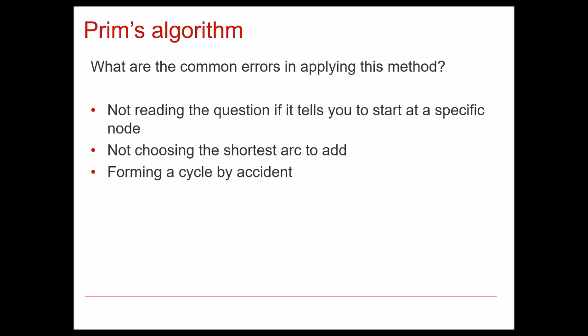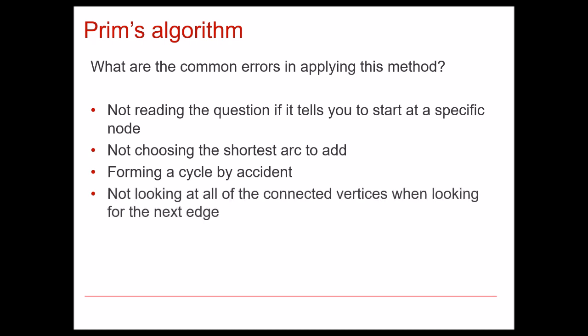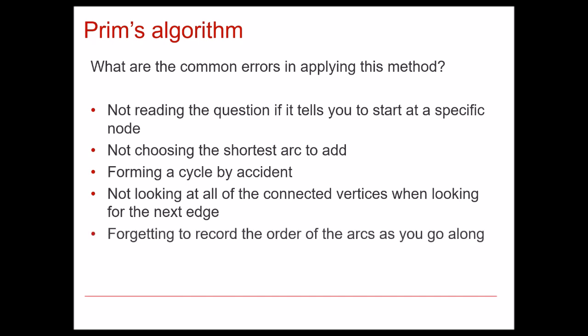Accidentally forming a cycle, of course, if you're looking at what you're doing, you shouldn't do that, because especially with Prim's you're really adding new nodes. So if a node's already there, then you shouldn't be adding it again. Remember to look at all the connected vertices when looking for the next edge. Again, it's just taking your time, making sure you're getting the right one.